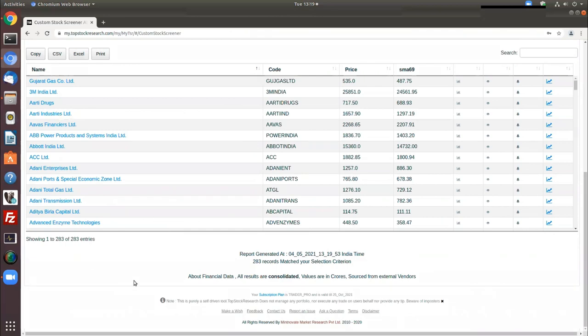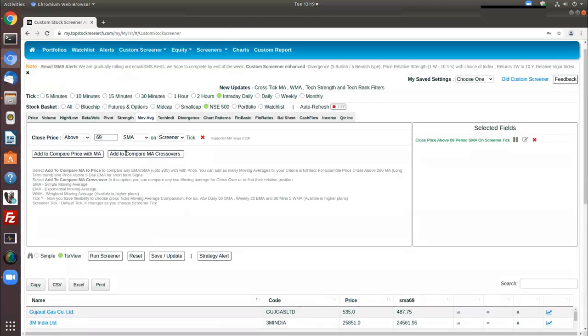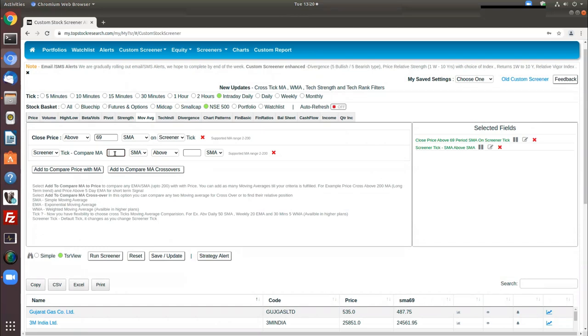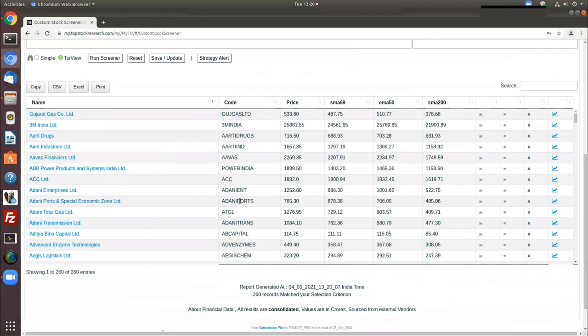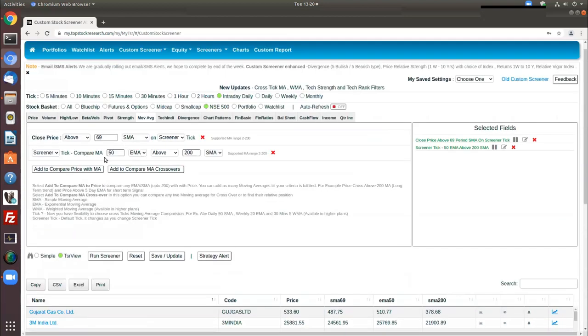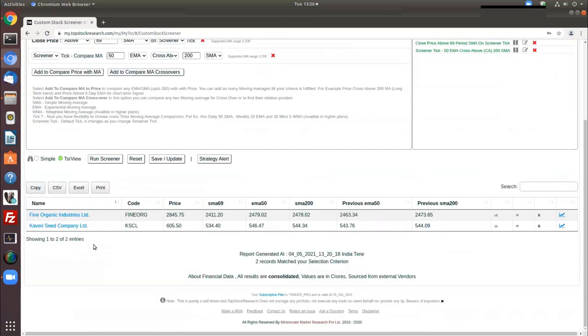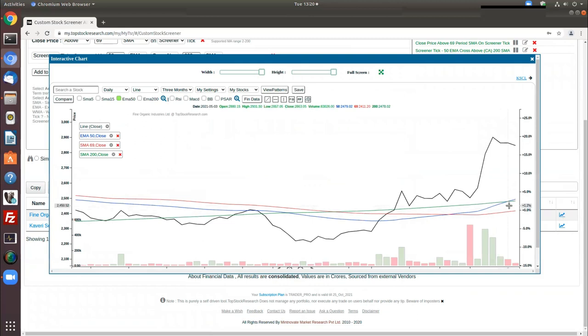We have about 283 stocks. So I can also say that I'm looking for a 50-day EMA above 200-day EMA. So I get a few stocks. I'll refine it further. I'm looking for a 50-day EMA crossing above 200-day moving average. Run the screener. Yeah, lucky to have two stocks, Kaveri Seed and Fine Organic. So if we look here, this is where the crossover has happened, 50-day and 200-day moving average.